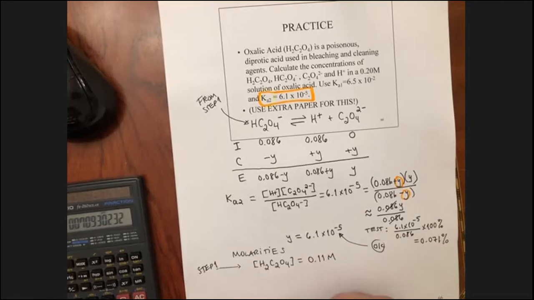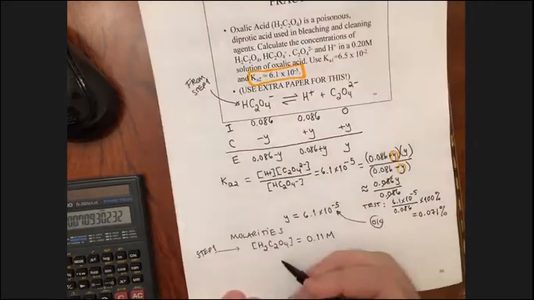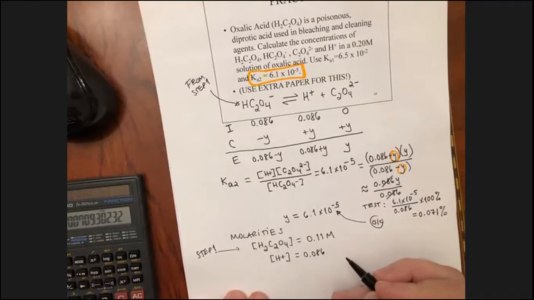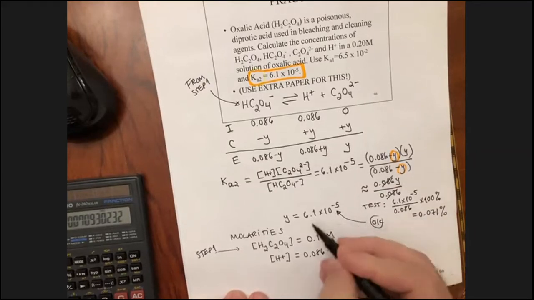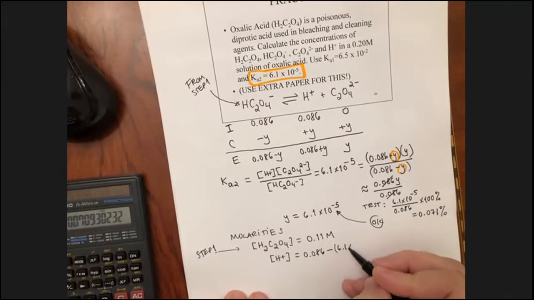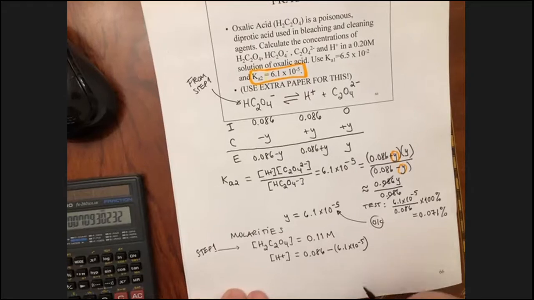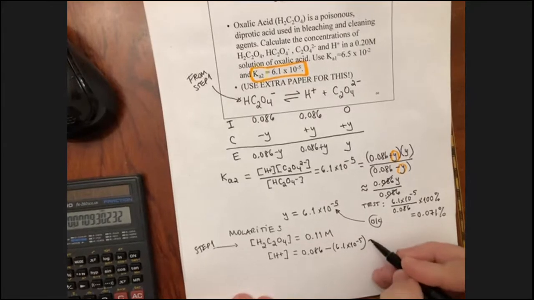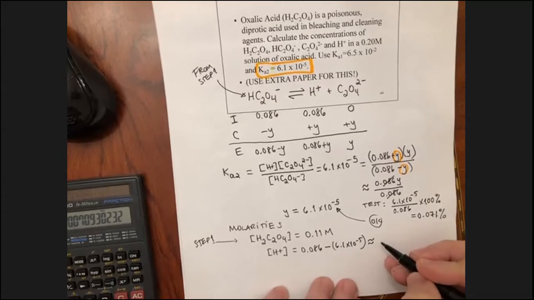Now we have to find out what are the molarities of these other guys. What is the molarity of H+? Well, according to this, it should be 0.086, which was generated by the first step, minus this small value here, 10 to the minus 5. But think about it. This is going to the third decimal place. This begins in the fifth decimal. Essentially, there is no significant change in here. So this is pretty much 0.086 molar.